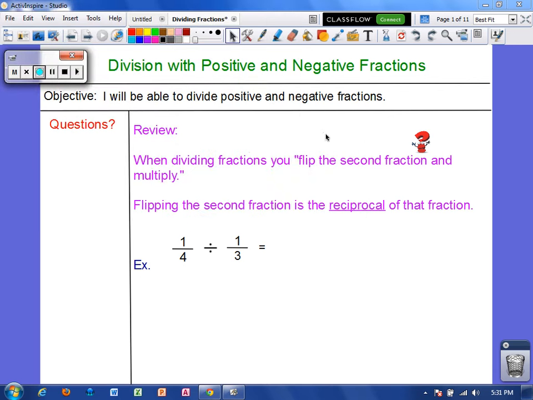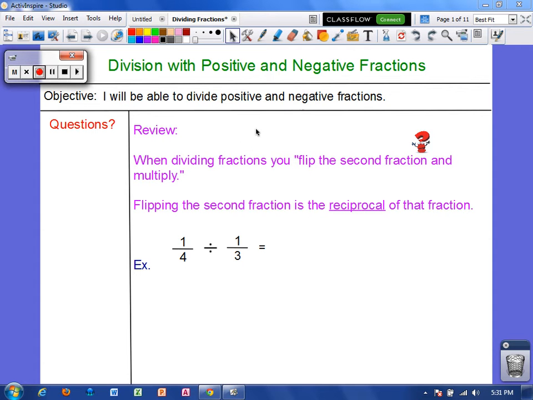Hey everyone. Alright, today's video is going to be over division with positive and negative fractions. Make sure that you record in your notes everything you see me writing down. Your objective for today: I will be able to divide positive and negative fractions.